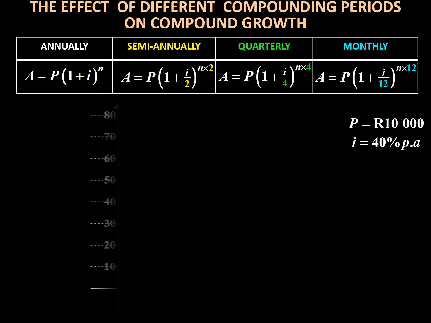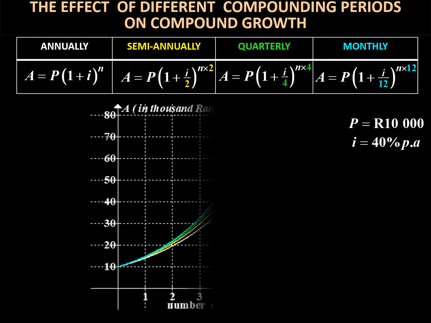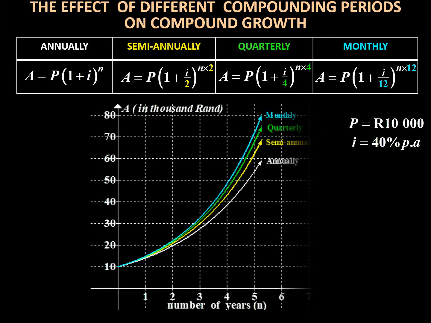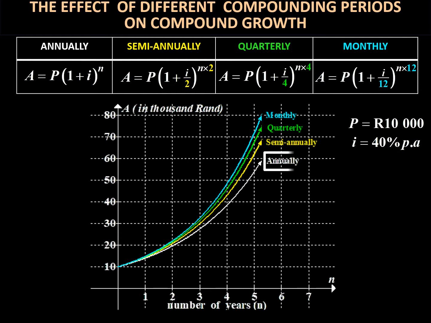Let's look at it graphically. Let's have a graphical comparison. If we plot that, that is the graph we get. As we can see, for annually, that's the value after 5 years, and then semi-annually, that's the value we get, and quarterly, the value is more, and monthly, it's even more. So if the number of compounding periods per year increases, the value also increases.